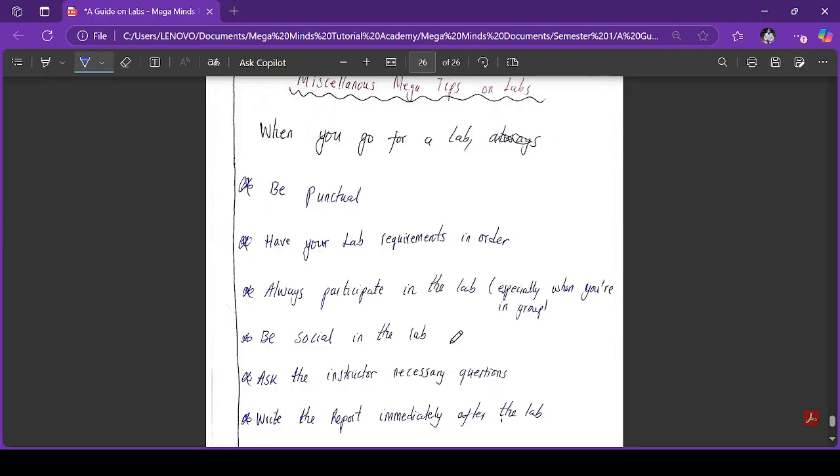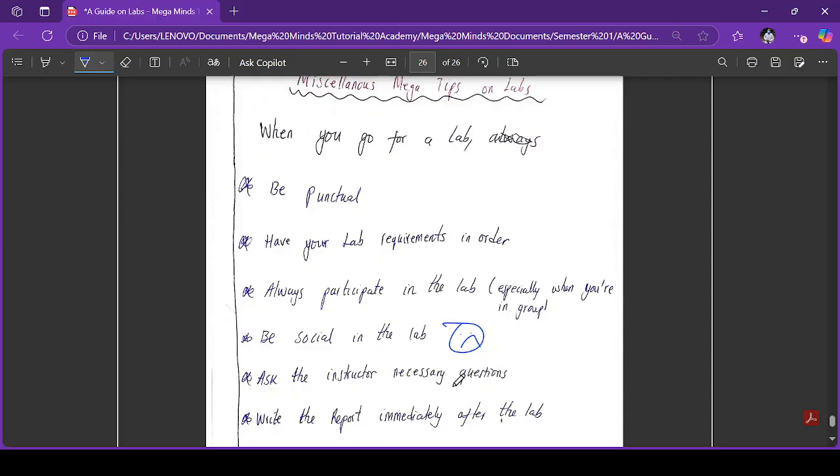And then always be social. You can't write a lab report just solo, alone and quiet. Be social. Talk with the people around. This will be very helpful because a lot of people will have samples like lab reports from previous years. The more you interact with others, the more you'll be exposed. So be social, and a very important thing, ask the instructor necessary questions.